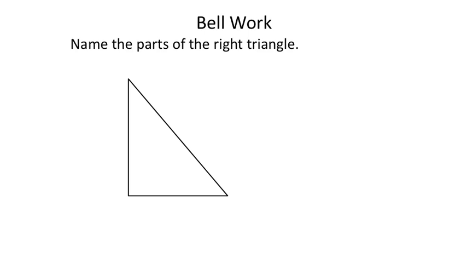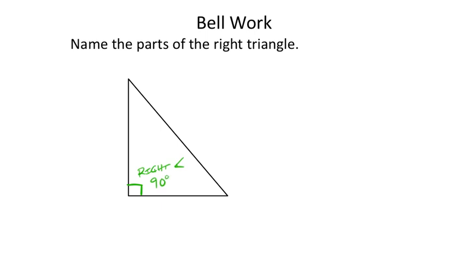Name the parts of the right triangle. No problem. In fact, they're not showing it, but maybe they should. There is a right angle right here. Sometimes they'll indicate it with this kind of a square box right there. That is a right angle, and a right angle tells us that we're looking at a 90-degree angle, okay?